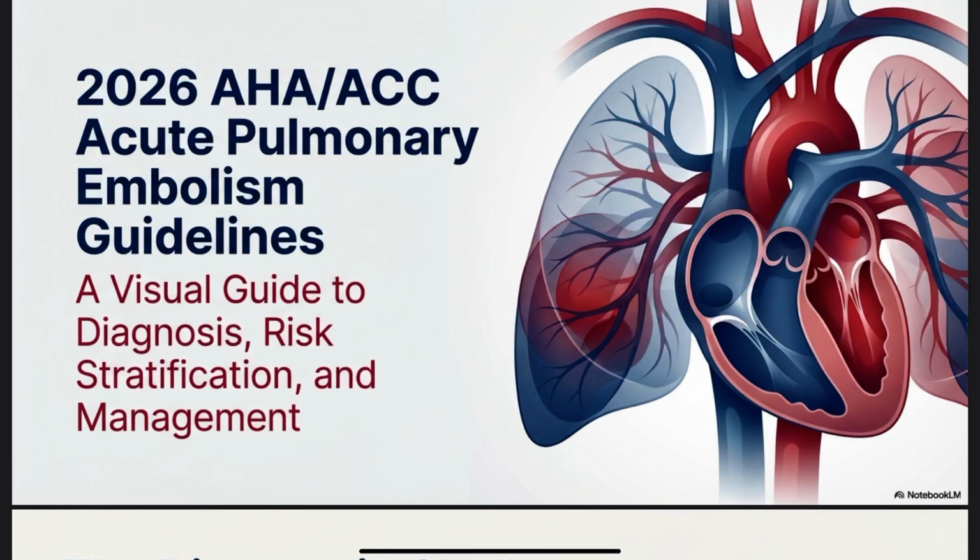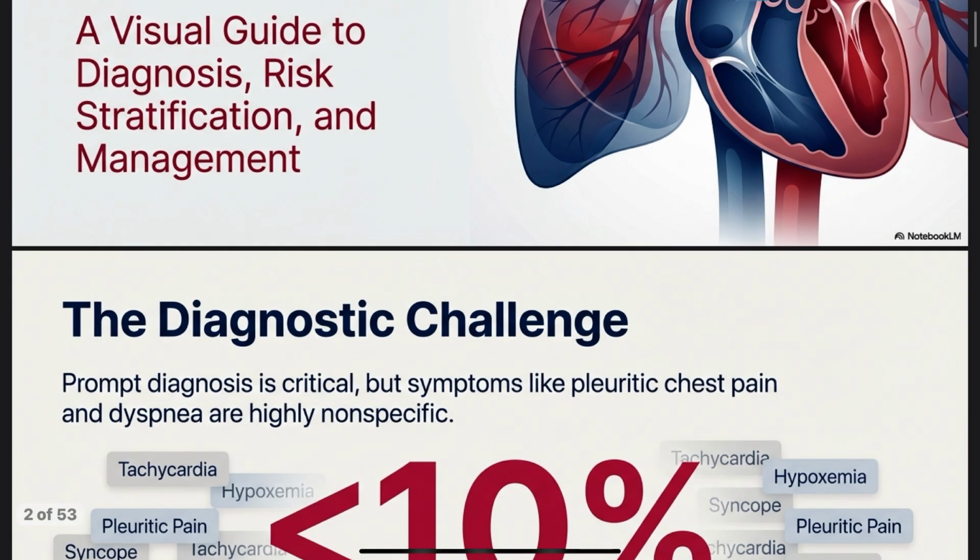So today we will be discussing an important update on acute pulmonary embolism. This is the new guideline that has come in 2026 by the American Heart Association. These are very important changes, and there is a drastic change compared to the previous guidelines. So today in this video we will be discussing how to diagnose and what changes have been made in risk stratification.